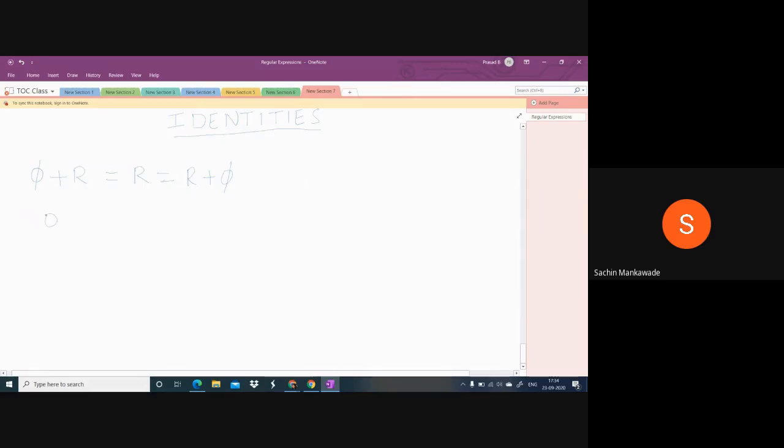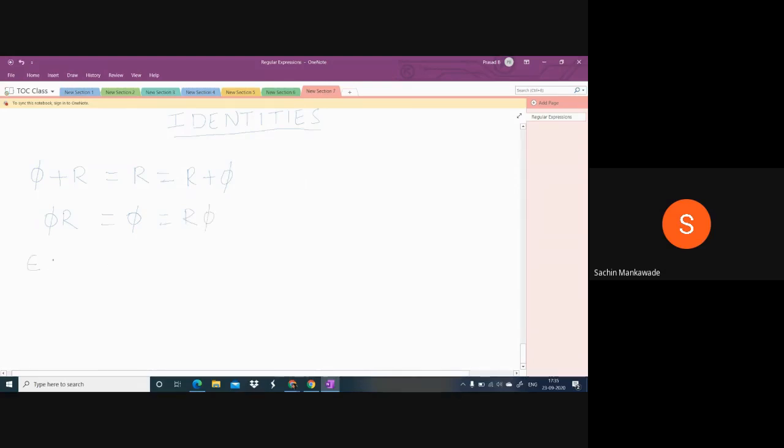Next, phi followed by r. Like 0 into anything is 0. So phi followed by r is phi, the same as r followed by phi.